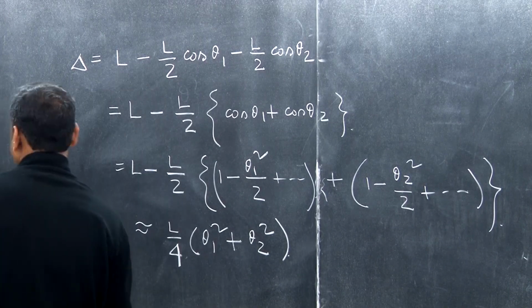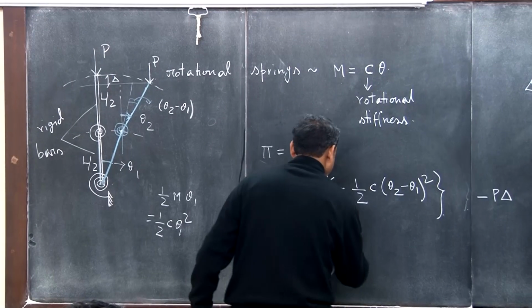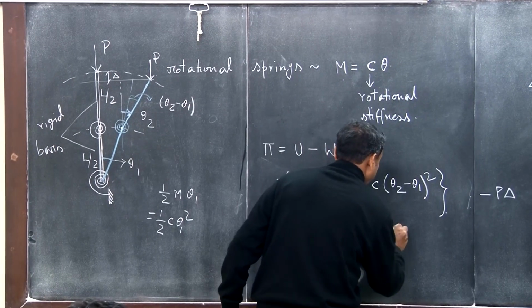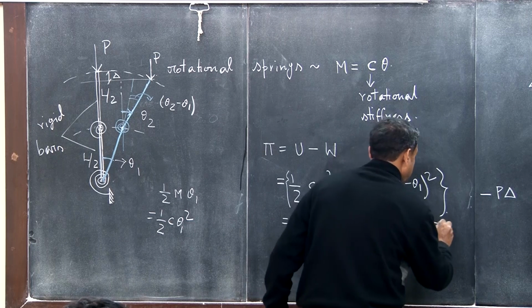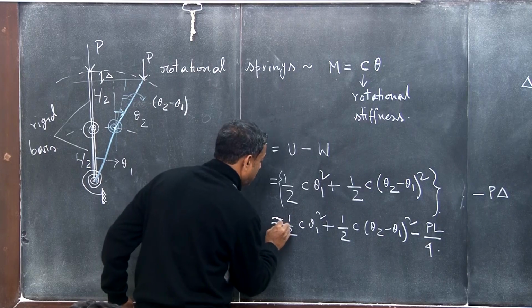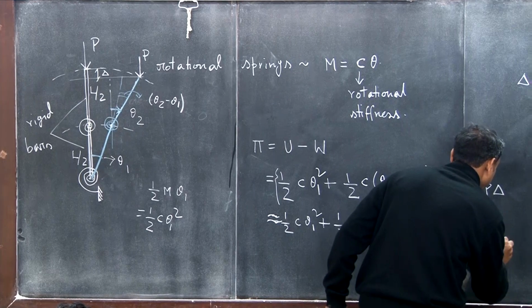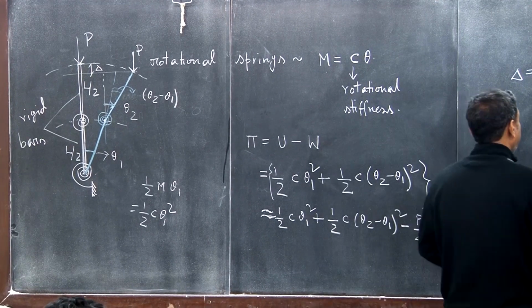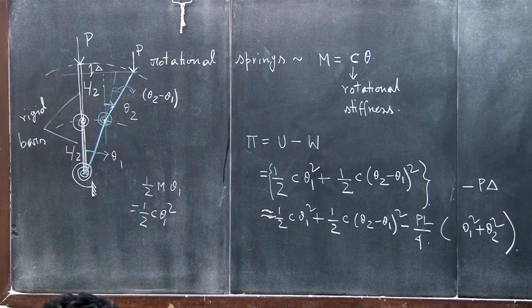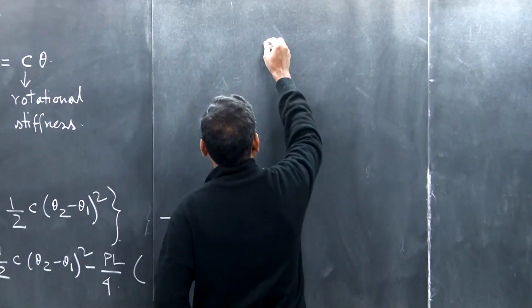So I am once again simplifying it. Half c theta 1 square plus half c (theta 2 minus theta 1) square minus P L by 4 (theta 1 square plus theta 2 square). Please note that this is some approximation, because the trigonometric function is approximated in terms of a polynomial. Everything is in terms of a polynomial. Clear? So we express the potential energy functional, because it is a function of a function, in terms of polynomial.